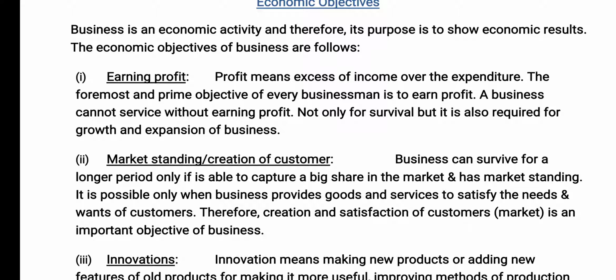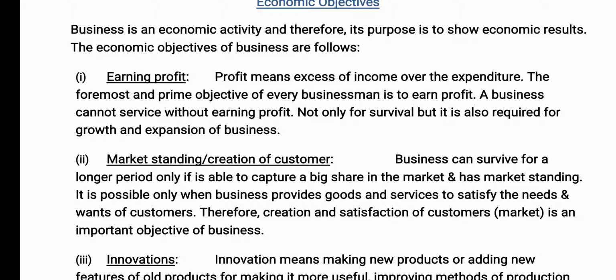Profit means excess of income over the expenditure, meaning how much you have spent on producing that particular finished good, your income should be more than that. If your income is more than your expenditure, then it means you are earning a good profit. A businessman cannot survive without earning profit. Not only survival, but it is also required for growth or expansion of the business.